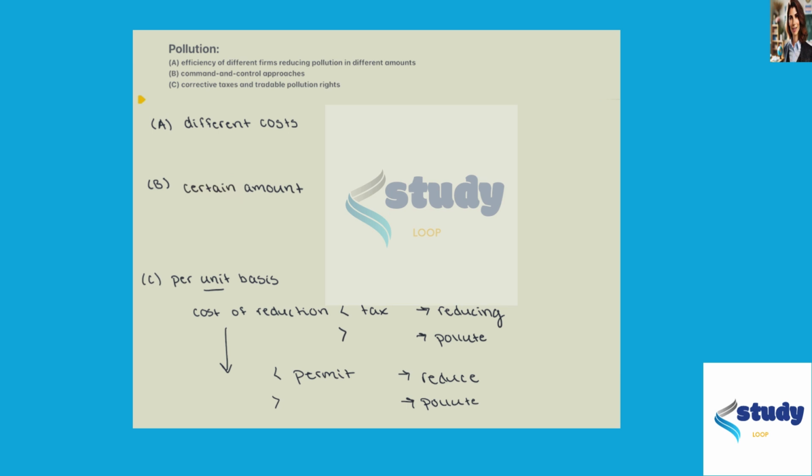With these tradable permits, firms are able to trade amongst themselves at whatever agreed upon price they have. So a firm who doesn't need a permit may sell that permit to a different firm, because for that firm, it would be cheaper to buy the permit than it is to actually reduce their pollution levels. So what we see between corrective taxes and tradable pollution rights is that these tradable permits tend to be more effective.